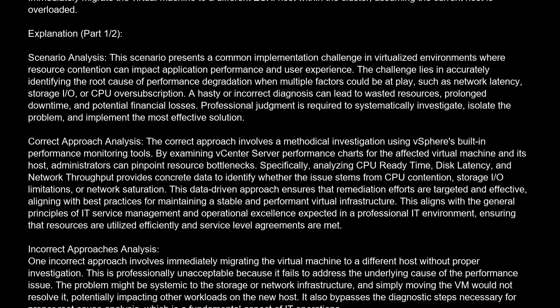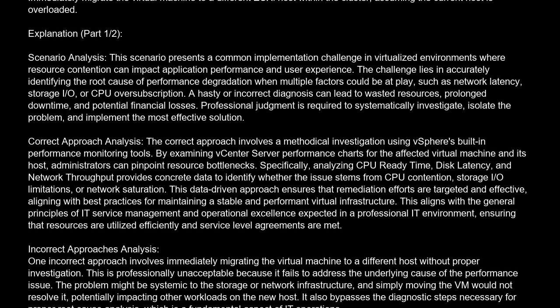A hasty or incorrect diagnosis can lead to wasted resources, prolonged downtime, and potential financial losses. Professional judgment is required to systematically investigate, isolate the problem, and implement the most effective solution.